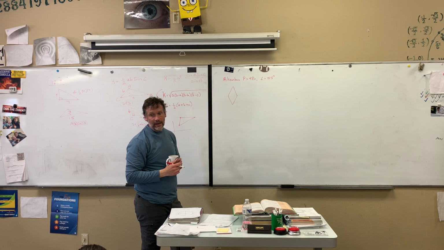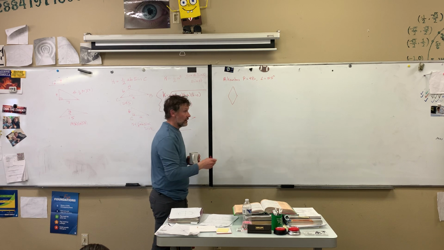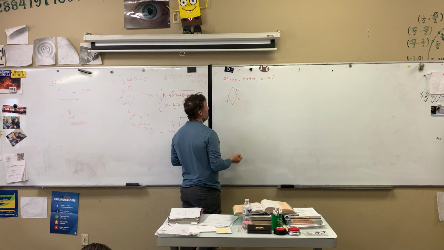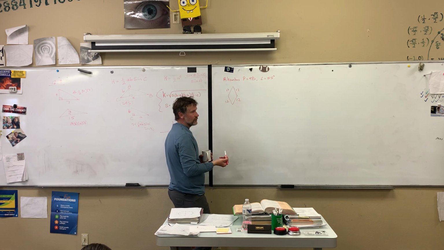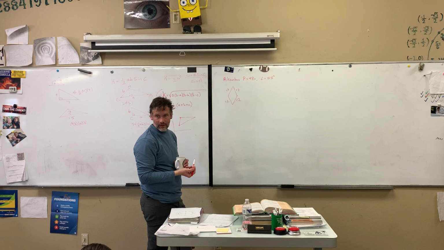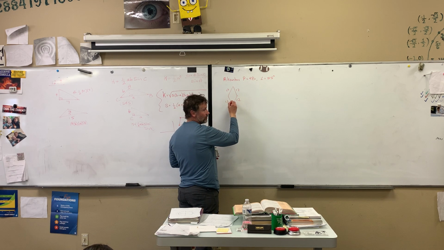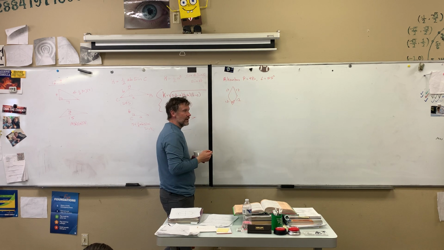Perimeter is 48. So what does that tell you about the sides? 12. Yeah, because they're all the same. So okay, 12, 12, 12, 12. And then if an angle measure is 55, the picture sets it up where this angle would be 55. Okay, so if I want to find the area, is that enough information?